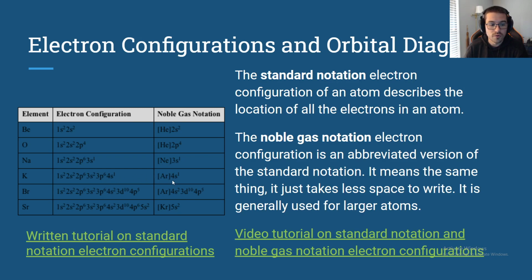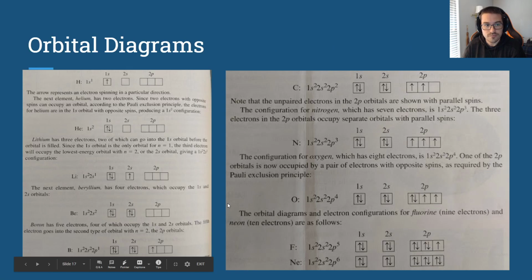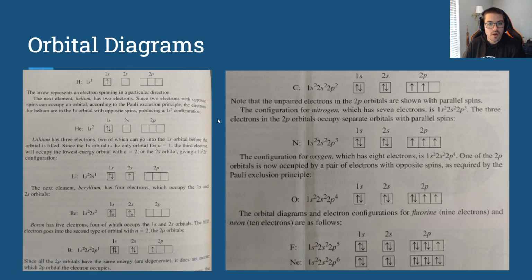If you do not feel comfortable with that right now, then I need you to spend some time, maybe right now, reading over this website here, and then maybe watching this video tutorial on how to do this. Okay, so I'm going to assume that you know how to do the standard notation electron configurations. For example, coming up with this right here, 1s1, 1s2, 1s2 2s1, etc.